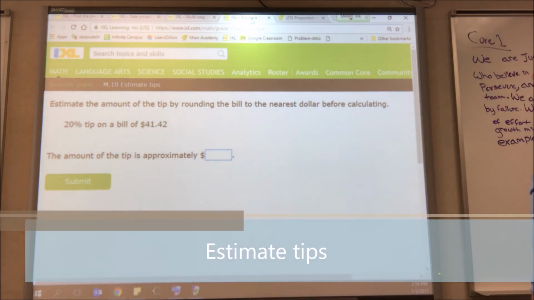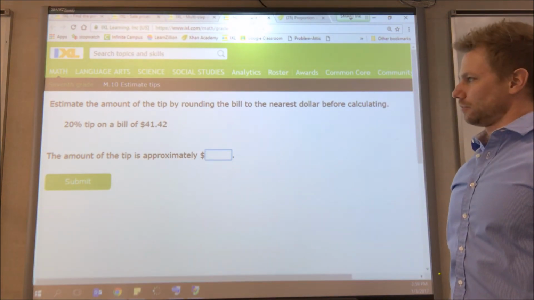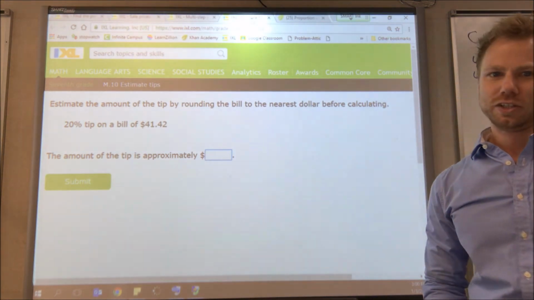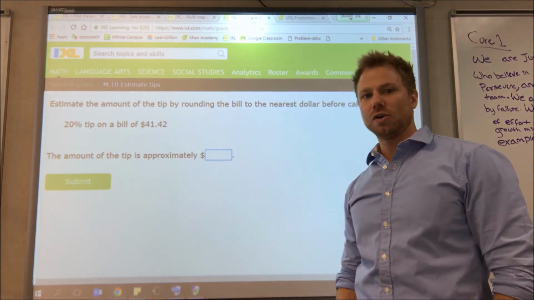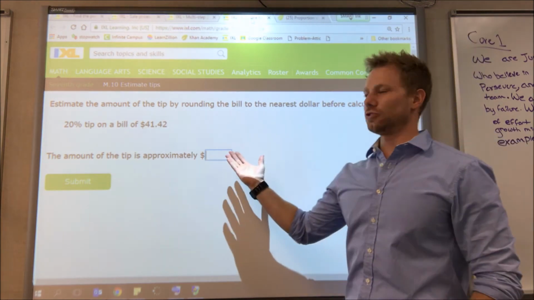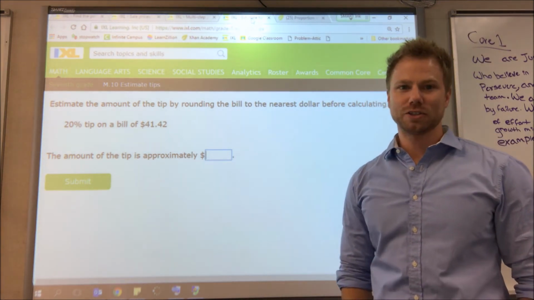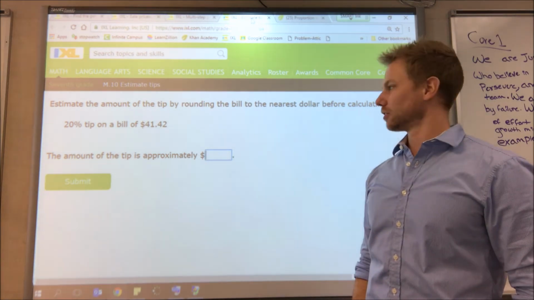All right, estimating the amount of the tip by rounding the bill to the nearest dollar before calculating. So we are just trying to get close approximations of the tip, not the exact amount. And this would be useful if you're actually out to a restaurant and you're trying to figure out how much to tip the waiter or the waitress.